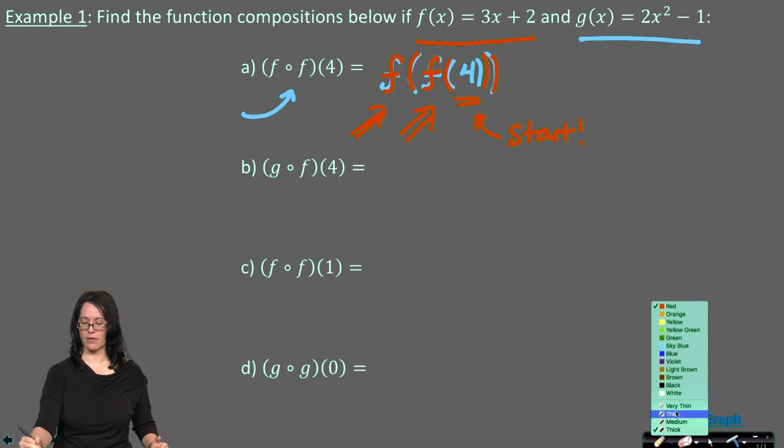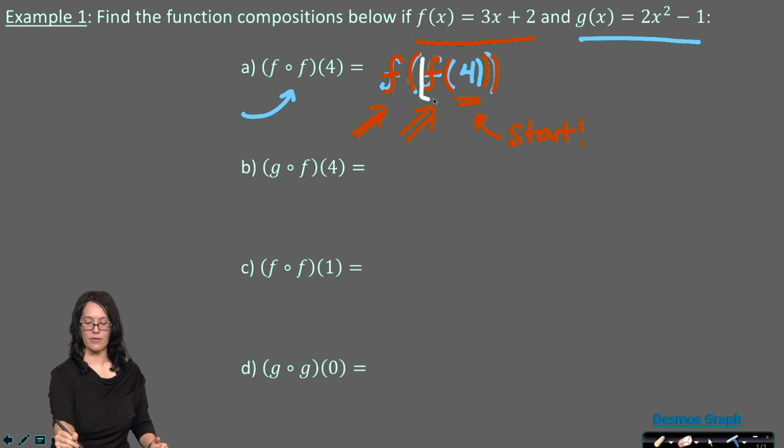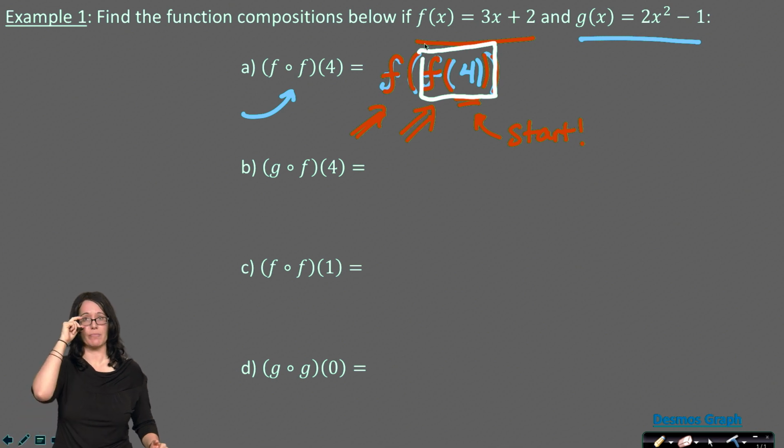Let's start there, finding f of 4, and that will make your life a little bit faster, a little bit easier. So what would f of 4 be, just using basic algebra? Yep, that would mean plug in 4 to the f function as your x value. So that would mean 3 times 4 is 12, and 12 plus 2 is 14. So if you said f of 4 is 14, you are correct.